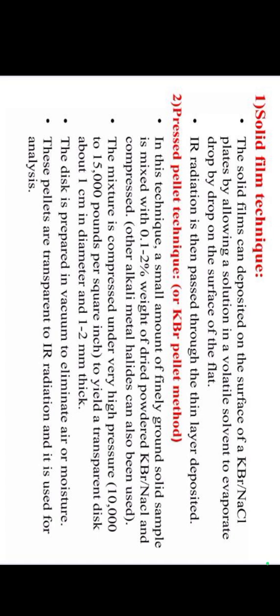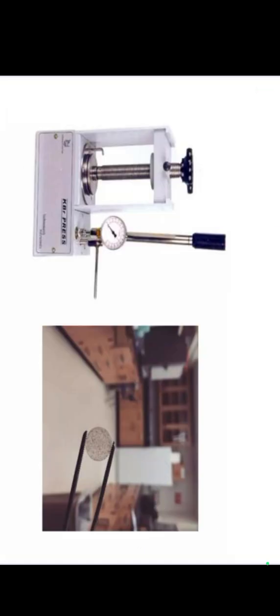The mixture is compressed under very high pressure to yield a transparent disc about 1 cm in diameter and 1 to 2 mm thick. The disc is prepared in vacuum to eliminate air or moisture. These pellets are transparent to IR radiation and are used for analysis. This is the pressed pellet technique we use in sample handling of IR spectroscopy. This is the picture of the pressed pellet technique or potassium bromide technique.